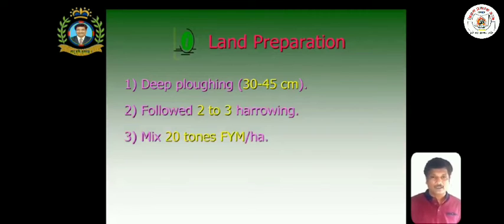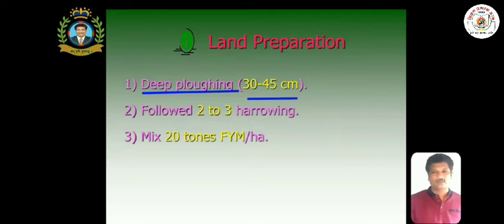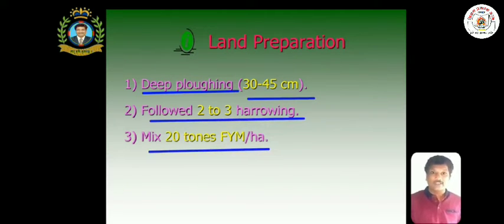Land preparation: the mulberry plant requires deep plowing to about 30 to 45 centimeters as it is a deep-rooted plant, followed by 2 to 3 harrowings, which are later mixed with 20 tons of FYM per hectare in the soil.